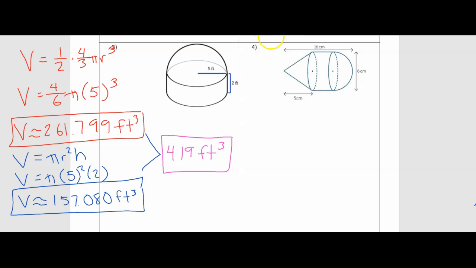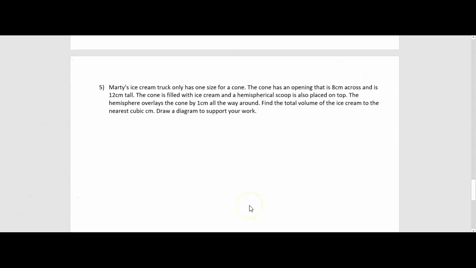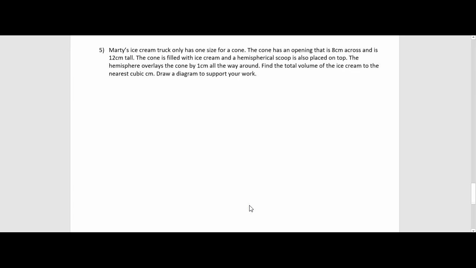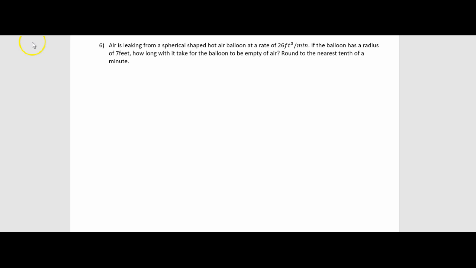All right, let's finish off with a word problem. We're going to do number 6. It says air is leaking from a spherical shaped hot air balloon at a rate of 26 cubic feet per minute. If the balloon has a radius of 7 feet, how long will it take for the balloon to be empty of air? Round to the nearest tenth of a minute. All right, pause the video. See if you are able to answer this question.